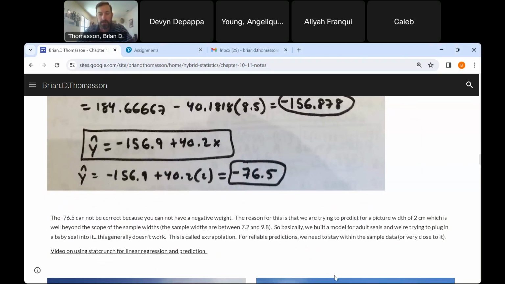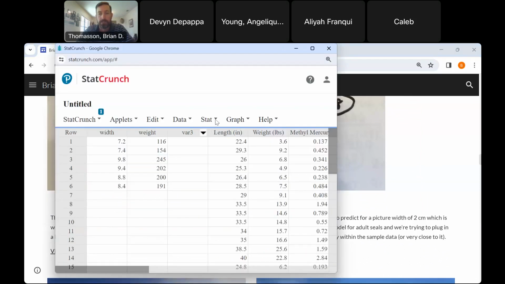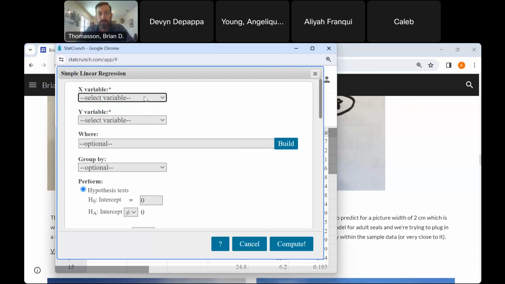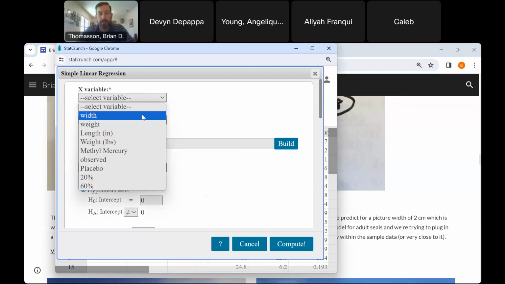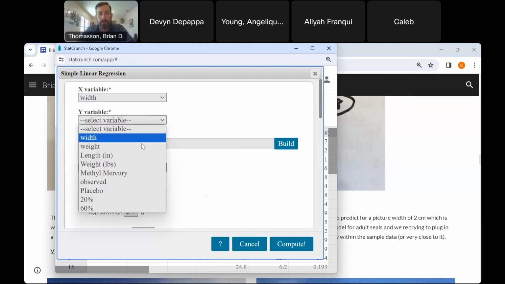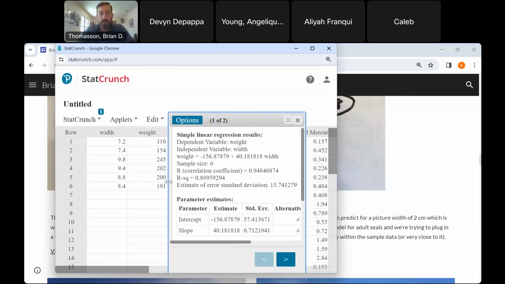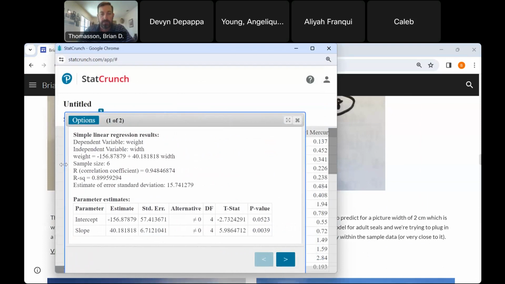All right, so let me show you how to do that on StatCrunch and how that can help us. We're going to go to the exact same place: Stat, regression, and simple linear. We select the width and the weight, and we hit compute. And we're going to obviously get the same thing out because we did the exact same thing.